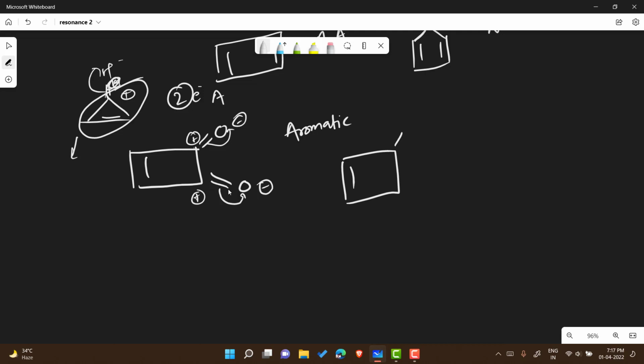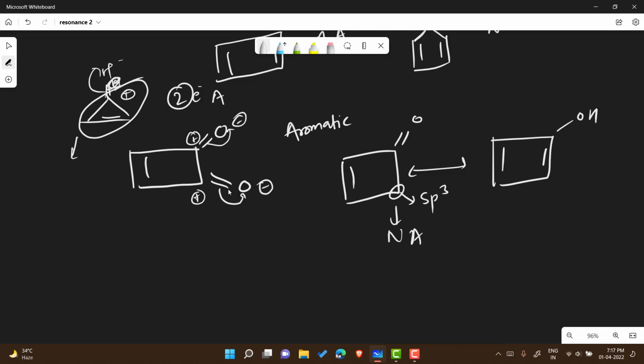And how about this compound? Just check this out. I'll give you 10 seconds to do that. Just pause the video and write it down. What do you think? This compound has an sp3 carbon right here, so you will think it is non-aromatic, but the issue here is that this is the keto form. Basically this compound will tautomerize and become anti-aromatic.